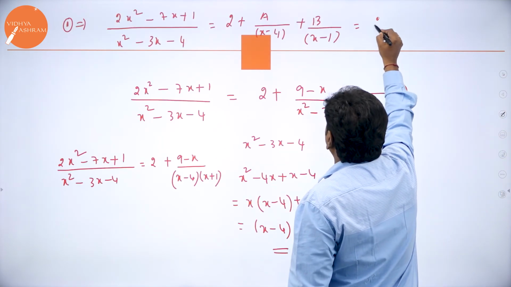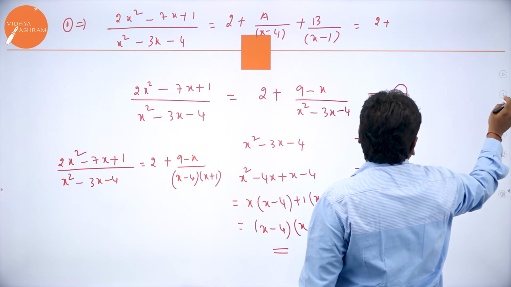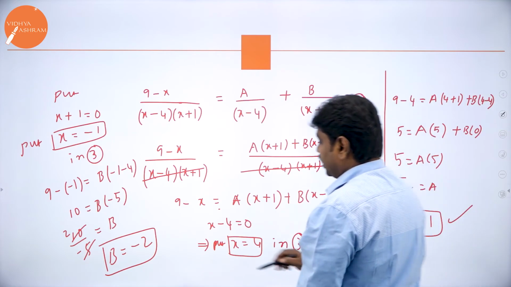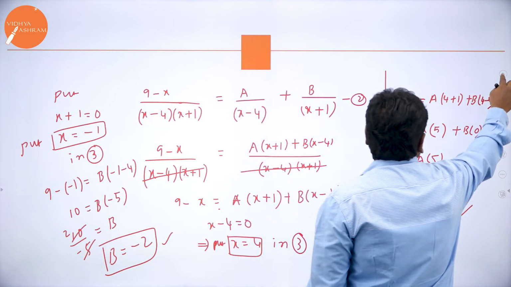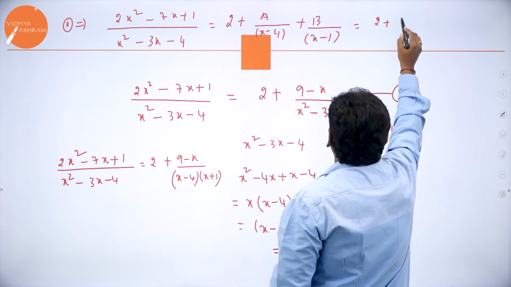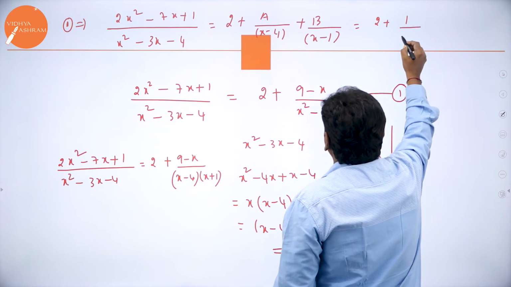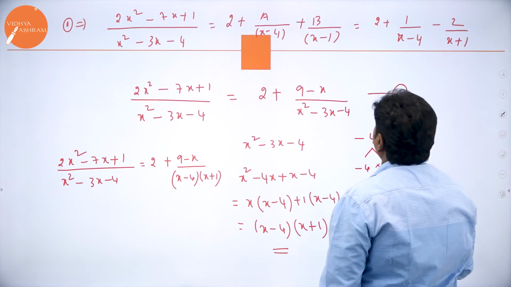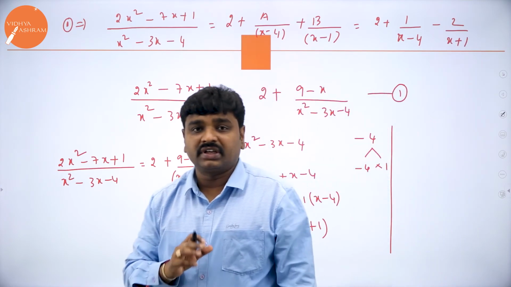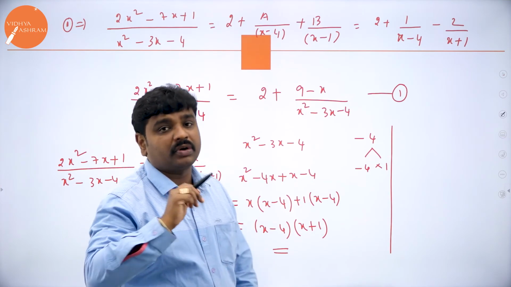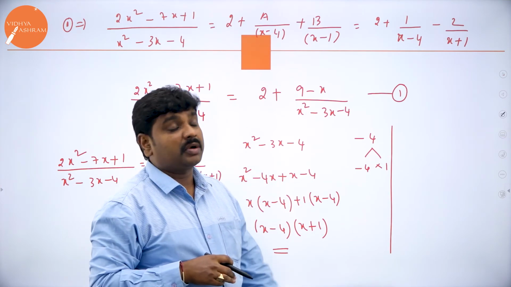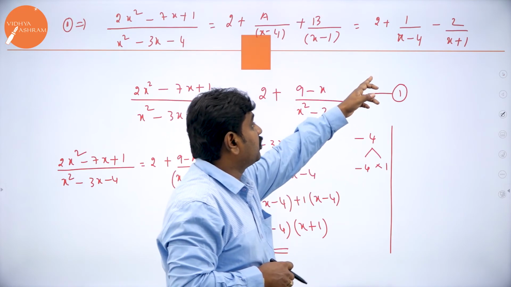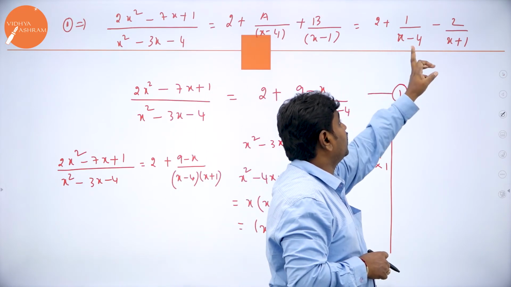This can be written as 2 plus a. What was the a value? A value we got 1, b value we got minus 2. 1 by x minus 4 minus 2 by x plus 1. This is the final answer. So, whenever they give improper fraction, convert it into proper fraction. After you convert it into proper fraction, there you will have one proper fraction, convert that one proper fraction to partial fractions. This is the final answer.